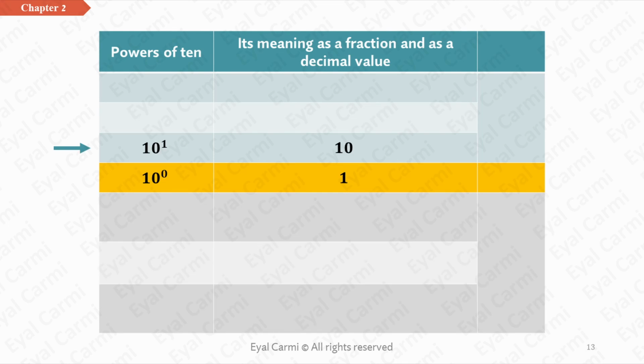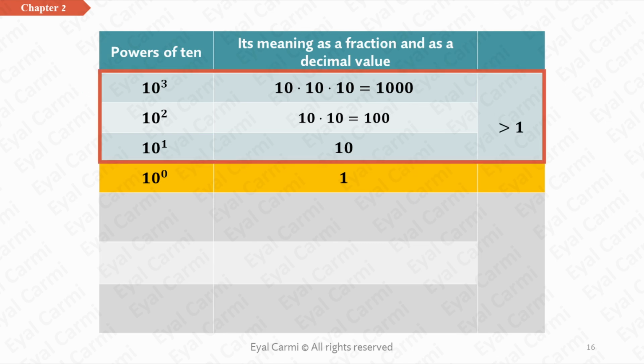10 to the power of 1 means 10. 10 to the power of 2 means multiplying 10 twice, that is, 10 times 10, which is 100 in decimal notation. 10 to the power of 3 means multiplying 10 3 times, that is, 10 times 10 times 10, which is 1000 in decimal notation. As you can see, 10 with a positive power is larger than 1.